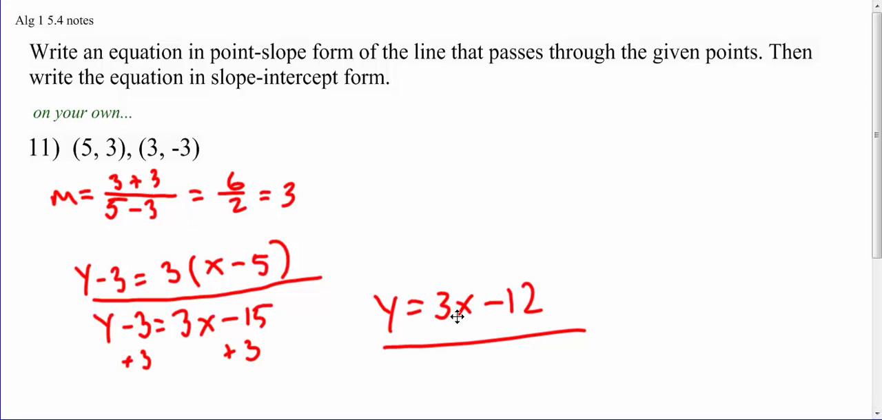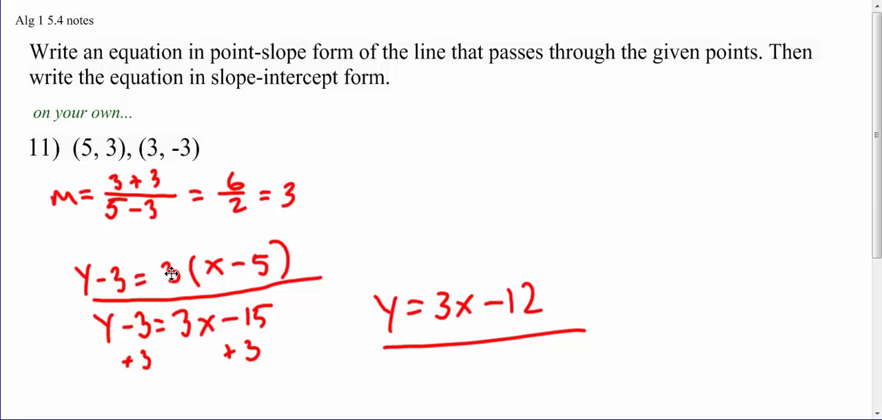You guys could see my work. Let's walk through what I did here, just so if you made any mistakes, you'll have a chance to catch it. First things first, you have to find the slope. And the slope in this particular case was 3. I did 3 minus -3 divided by 5 minus 3. You might have done it the other order. That's okay. It's 6 divided by 2, which is just simply 3.